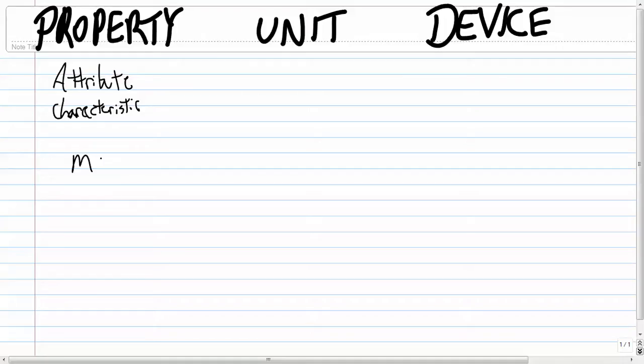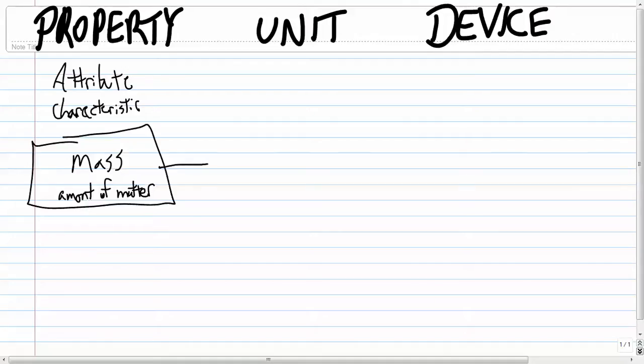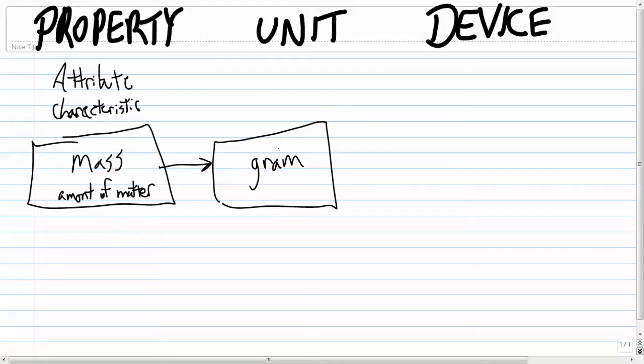Let's talk about mass. What mass is the amount of matter in something. So if we want to talk about the property of mass, then we need to have a unit. And in science, the unit of mass is the gram. Okay? And then if we want to measure grams, we need to have a device. And the device that we measure grams with is usually a scale or a balance.